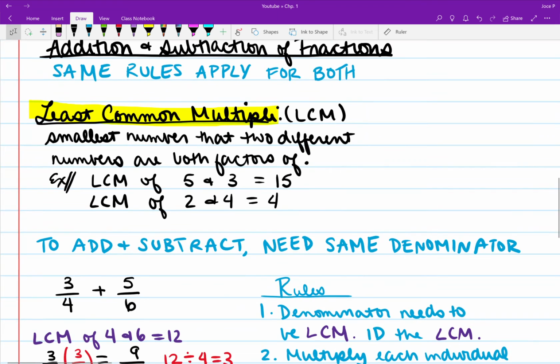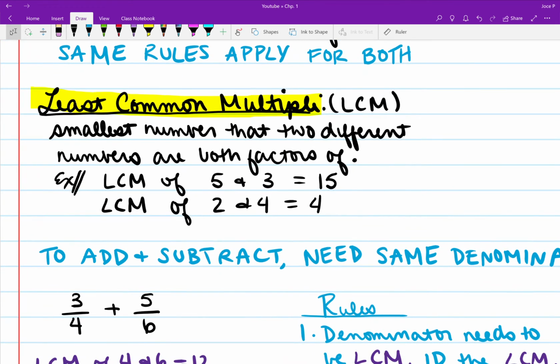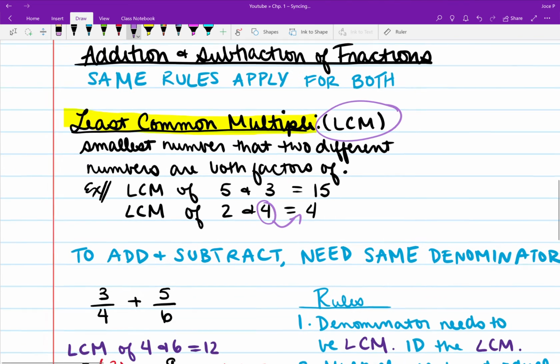The same rules really apply for addition and subtraction both. So we have a new term, just like we have GCF, we have something called the LCM, the least common multiple. So the least common multiple is the smallest number that two different numbers are both factors of. So let's look at examples, because examples always help. The LCM of 5 and 3 is 15. 15 is the smallest number that has both 5 and 3 as factors. The LCM of 2 and 4 is 4. Just like with the GCF, the LCM can be one of the pair of numbers.